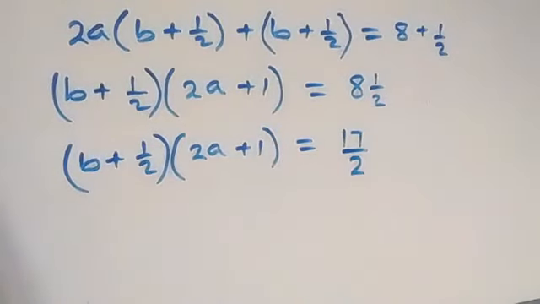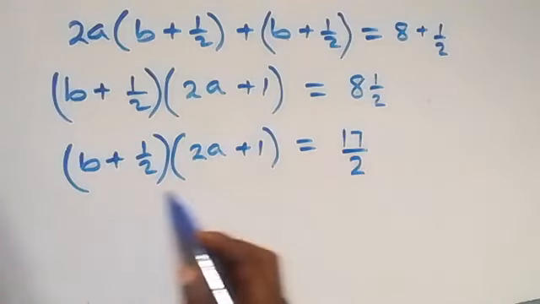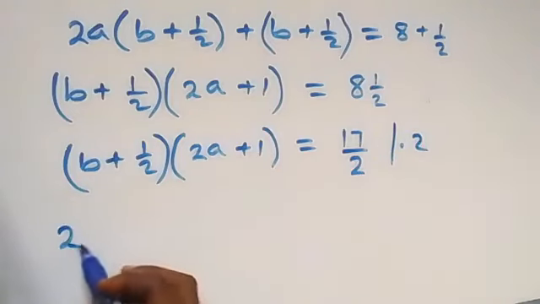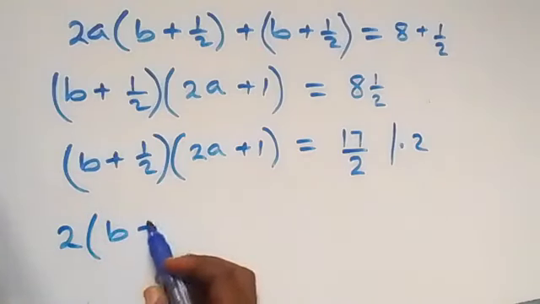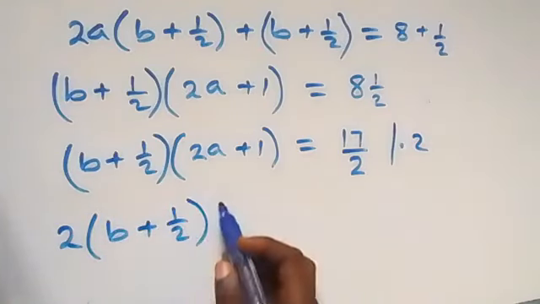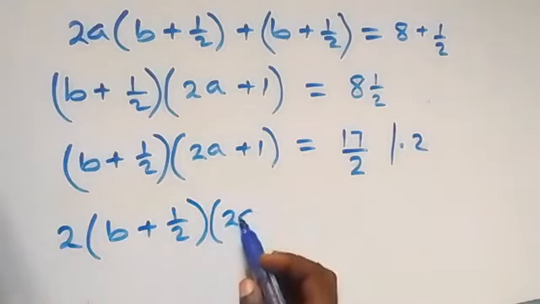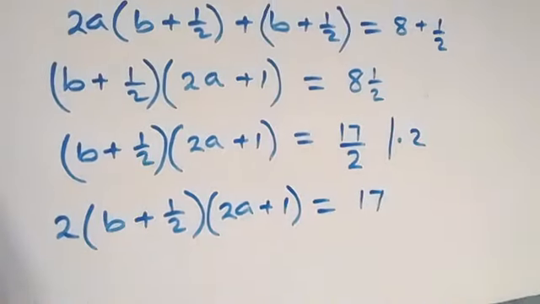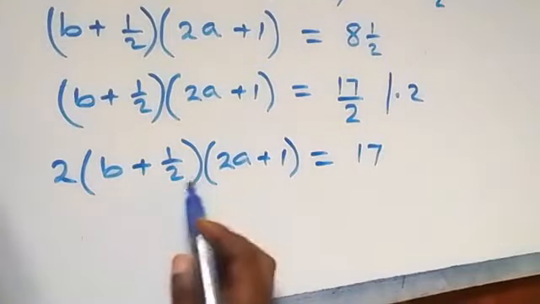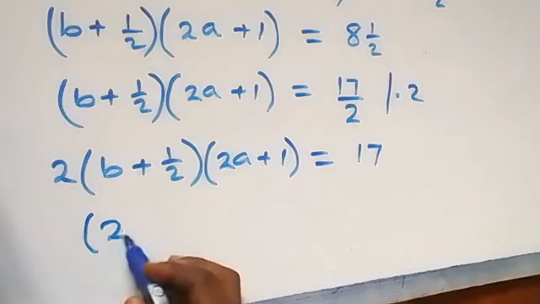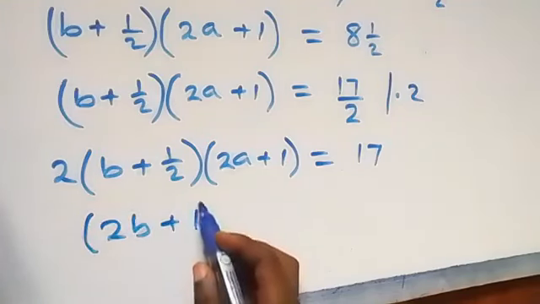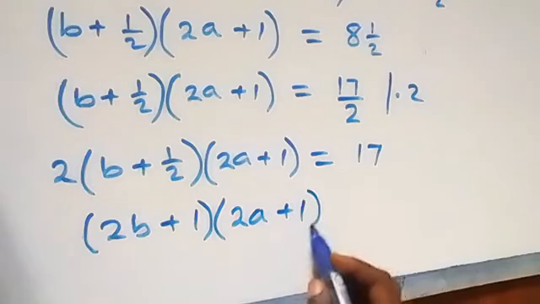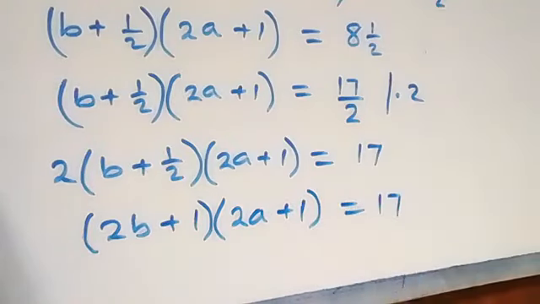Then from here, let's multiply both sides by 2 to clear this fraction here. Then this becomes 2 into bracket b plus half, then open bracket 2a plus 1, close bracket, now equals 17 on this side. And from what we have here, 2 opens this bracket and this becomes 2b plus 1, then close bracket, open bracket 2a plus 1, now equals 17 from here.